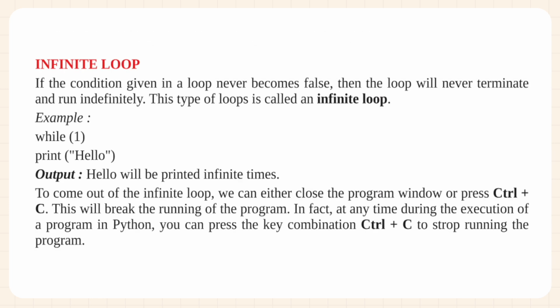Infinite loop. If the condition given in a loop never becomes false, then the loop will never terminate and will run indefinitely. This type of loop is called an infinite loop. Example: while 1: print hello. Output: hello will be printed infinite times. To come out of the infinite loop, we can either close the program window or press Ctrl+C. This will break the running of the program. In fact, at any time during the execution of a program in Python, you can press the key combination Ctrl+C to stop running the program.